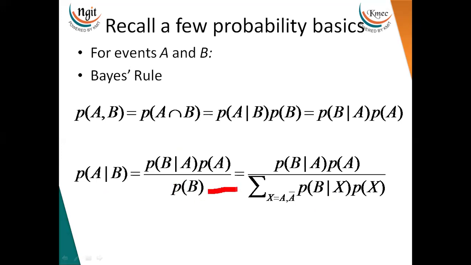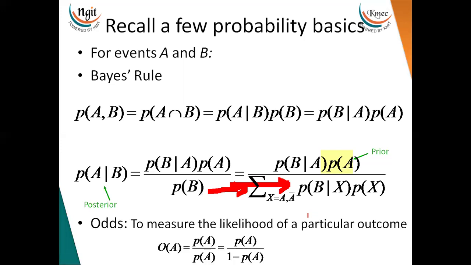And the same thing I will express in terms of joint probability. Here I will express it in terms of the joint probability. Now here you know that the probability of A is known as the prior probability. The probability of A given B is known as the posterior probability. Now here I need one more term, that is called odds. Odds help me to find out the likelihood of a particular outcome. Now here, what is our outcome? Whether a particular document is returned as an answer to the query or not.